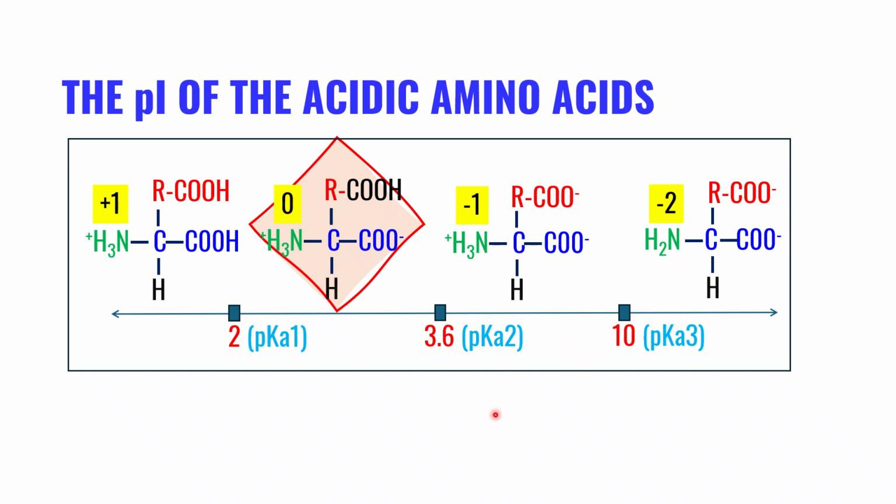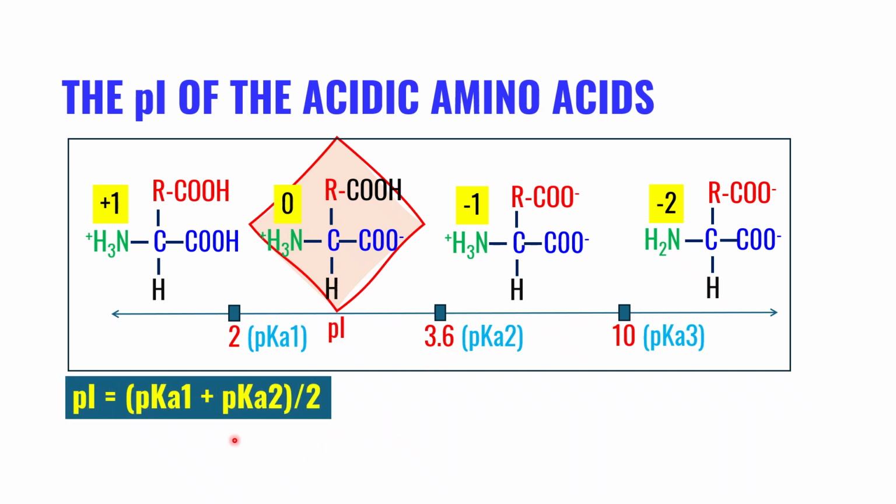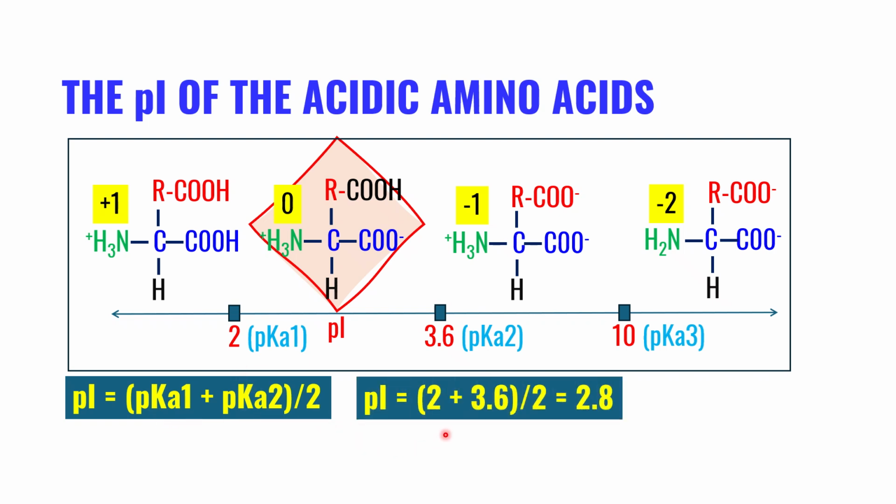So how will you calculate? You average the value of pKa1 and pKa2, you will get the answer. So pI will be pKa1 plus pKa2 divided by 2 here. So what is the answer? 2 plus 3.6 divided by 2 is equal to 2.8. So this is very simple.